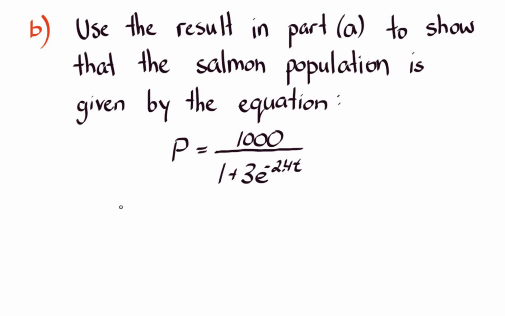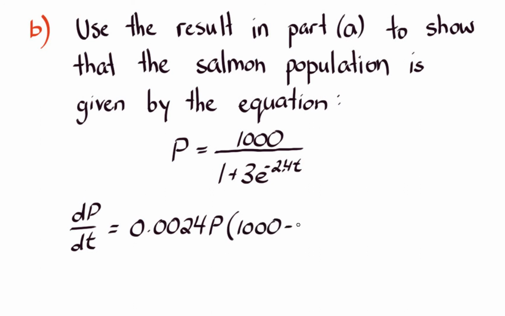So let's start with the differential equation that we know. dP/dt is equal to 0.0024 times p, and that's outside of 1000 minus p. And we've previously seen how we can solve differential equations to get a solution, and this is the solution we're after. And somewhere in there we're going to use the result of part A.